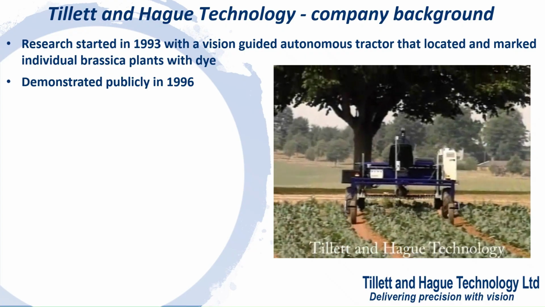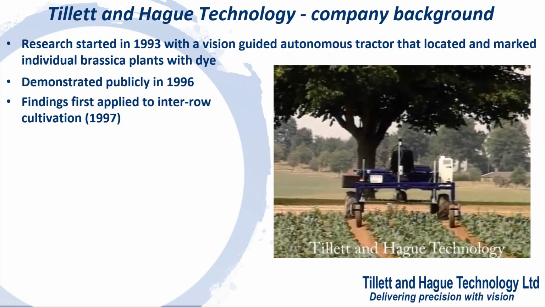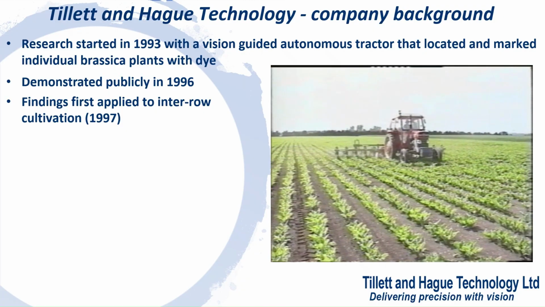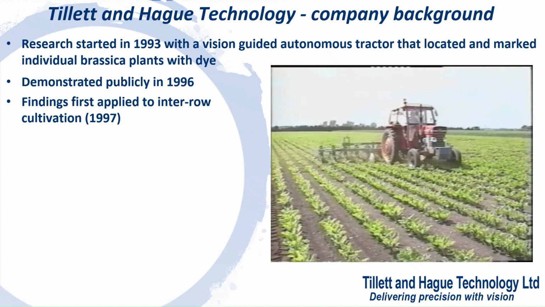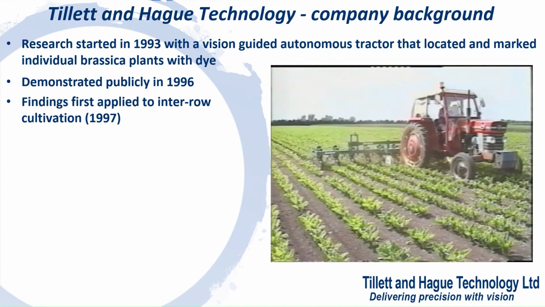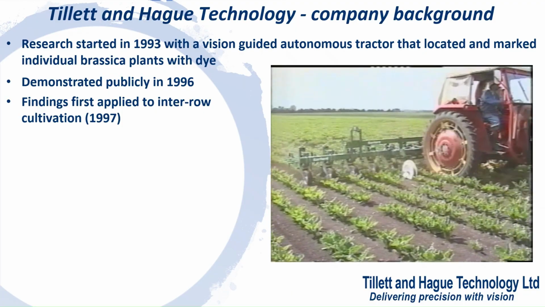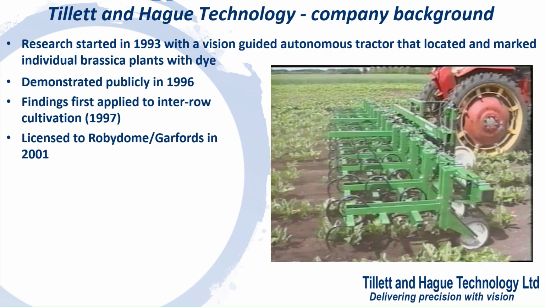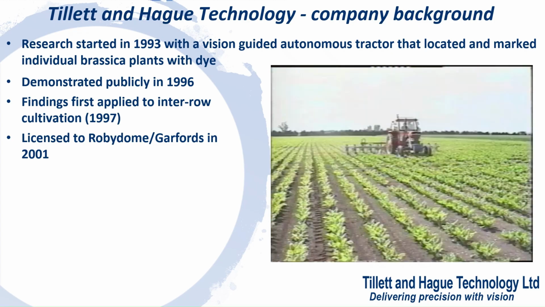They then went on to apply the same technology to the more mundane but commercially important task of guiding inter-row steerage hoes. That technology, shown here working on an experimental farm in about 1999, was licensed to Robydome Electronics and Garford Farm Machinery and was marketed as Robocrop from 2001 onwards.